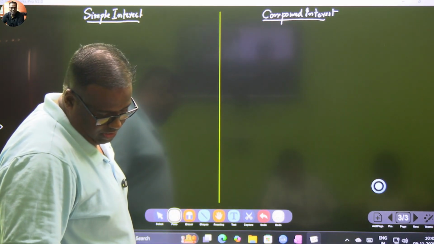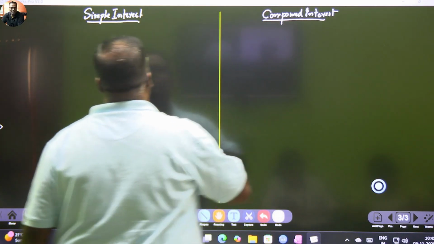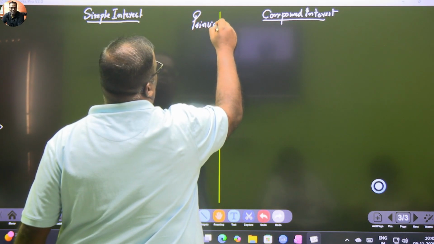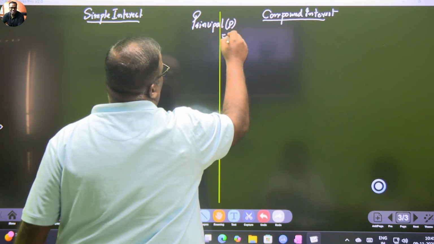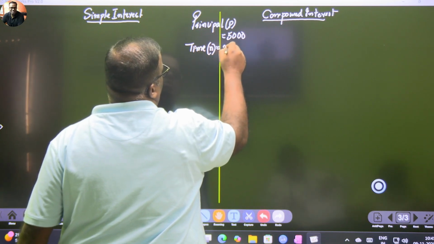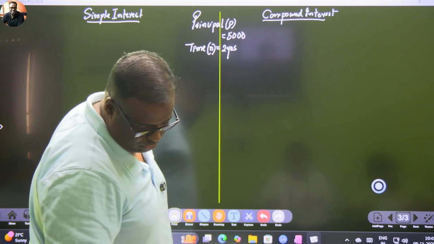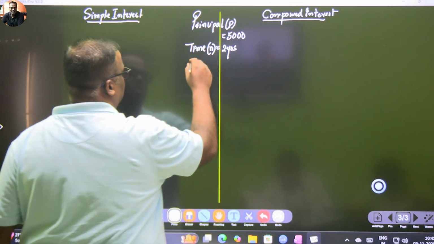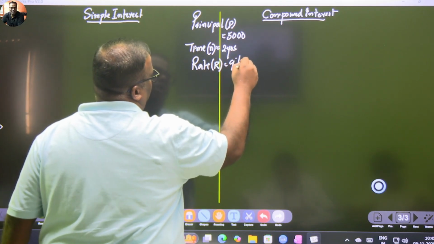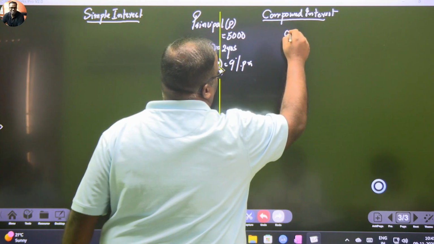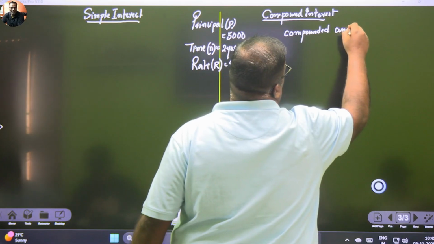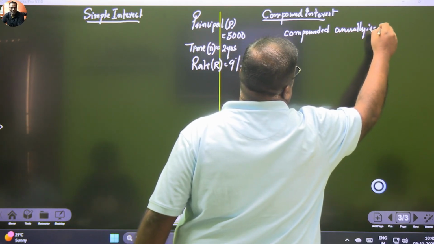The data is 5,000 at 9% per annum. A few things are common, which is the principal. The principal is P. How much is the principal? 5,000. What is the time? Time is 2 years. Rate is R, which is equal to 9% per annum. And in this case, we will mention that it is compounded annually, that is K is equal to 1.